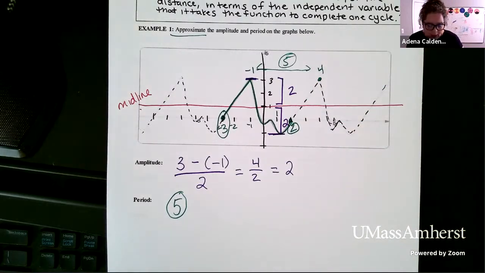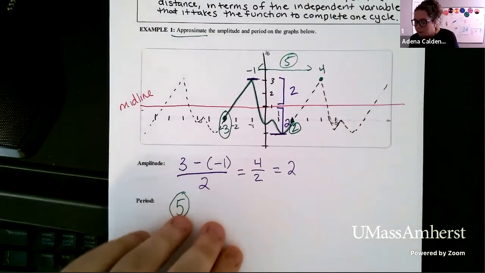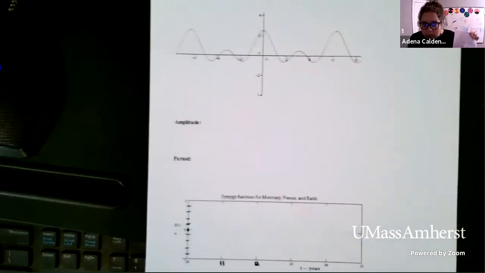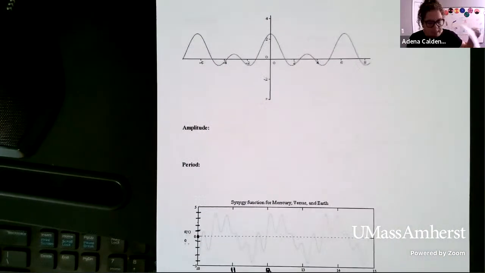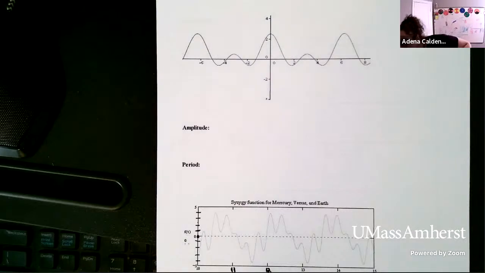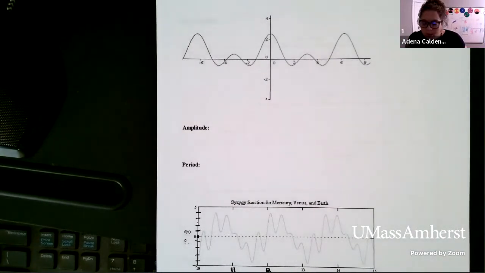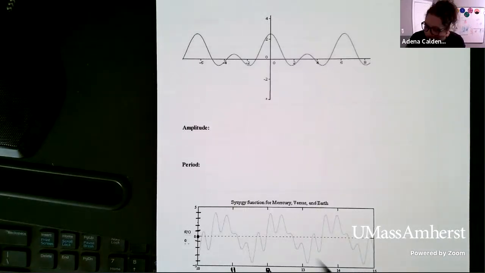Okay, so I'm going to have you try this on the next 2 functions. They're a little more messy. I'll highlight some of the key numbers for you. But again, it's not an exact science, so do your best. As long as you're close to what everybody else is getting, you're in good shape.